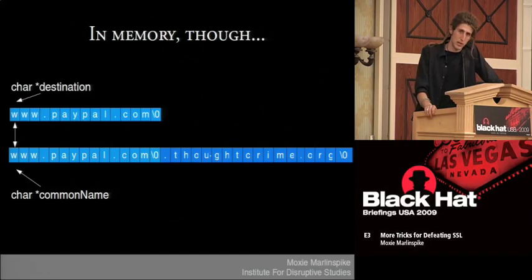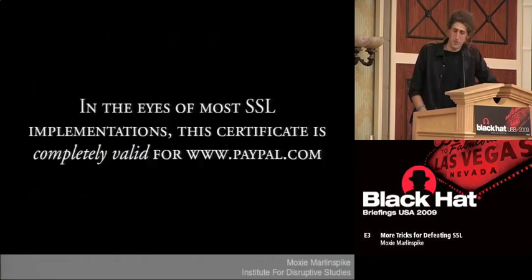That code will work like this. Destination will be the destination you're trying to connect to. Common name will be the value of the certificate, and you'll have a pointer to the first character of each one of these values. strcmp will look at the first 2 characters and check to see if they're the same. If they are, it will continue to the next character until it reaches the end of the string, denoted by the null character. When it reaches the null character, it will think, I've reached the end of the string, these are the same, and return success. So, in the eyes of most SSL implementations, this certificate is completely valid for www.paypal.com.